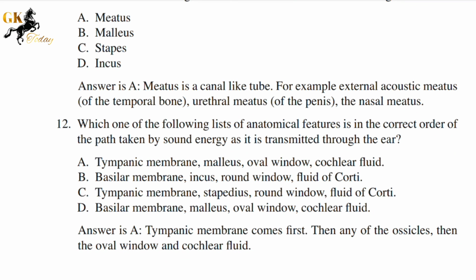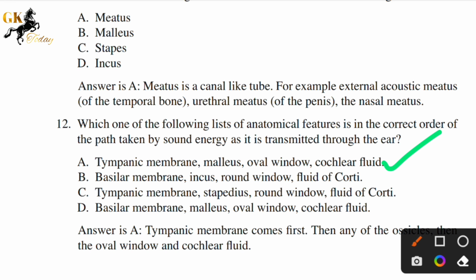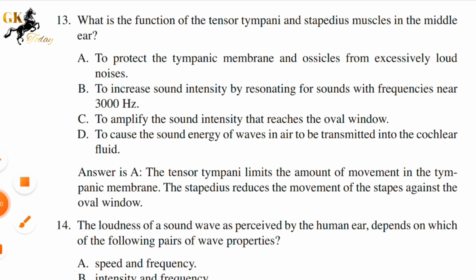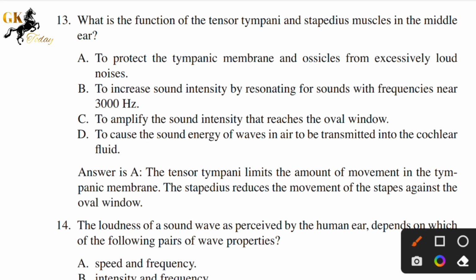Which one of the following list of anatomical features is in the correct order of the path taken by the sound energy as it is transmitted through the ear? Tympanic membrane, malleus, oval window, cochlear fluid. Repeated question. What is the function of tensor tympani and stapedius muscles in the middle ear? To protect the tympanic membrane and ossicles from excessively loud noises. Option A.